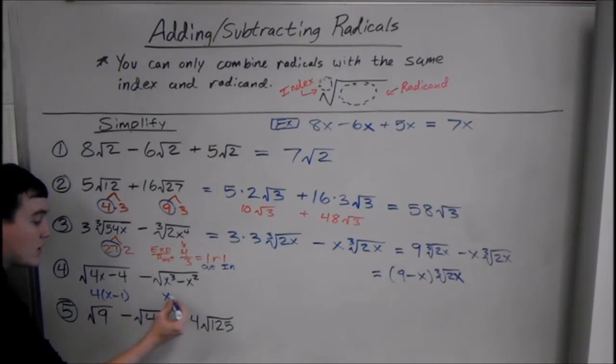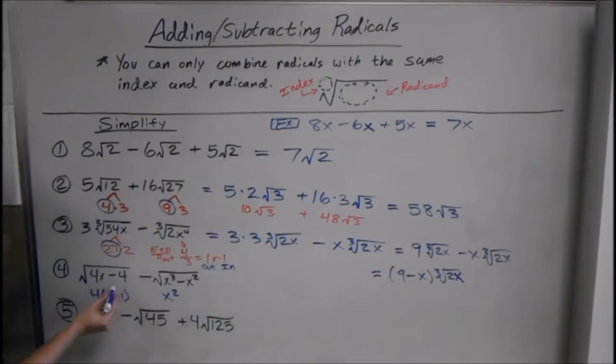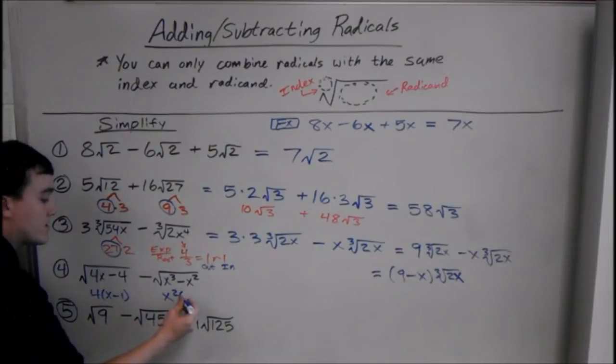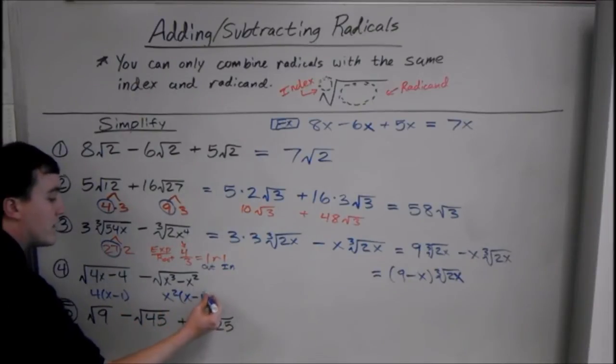Here we can take out x squared. We're factoring these. We're factoring the insides right now. So greatest common factor is 4. We take that out. We have x minus 1 left. X squared, take that out. We have x minus 1 left.